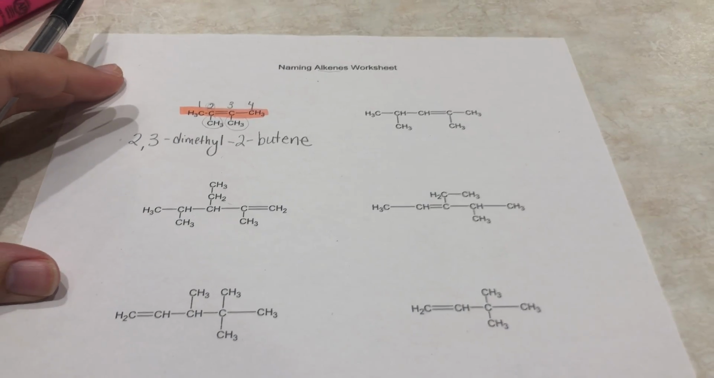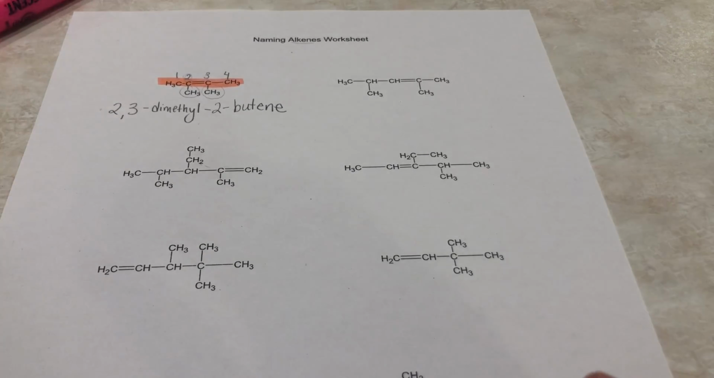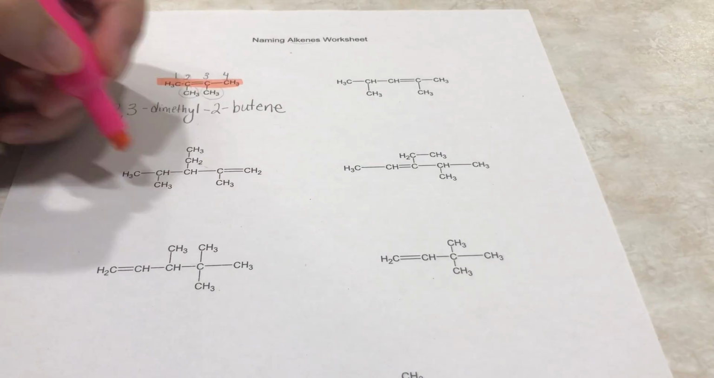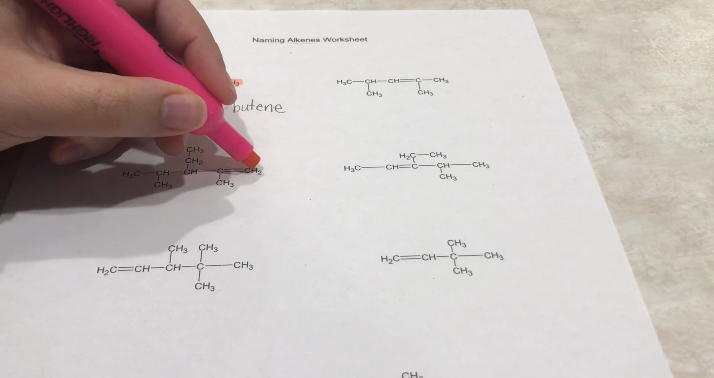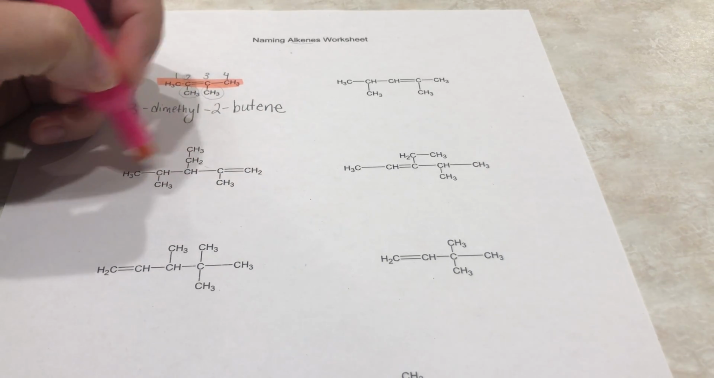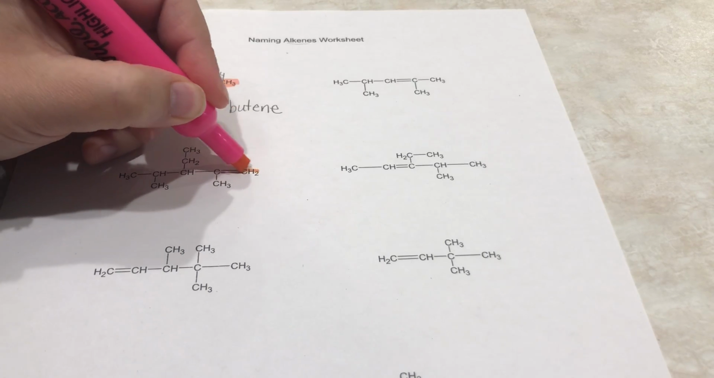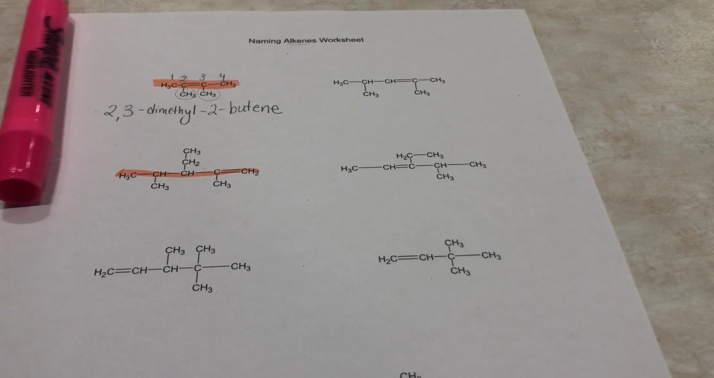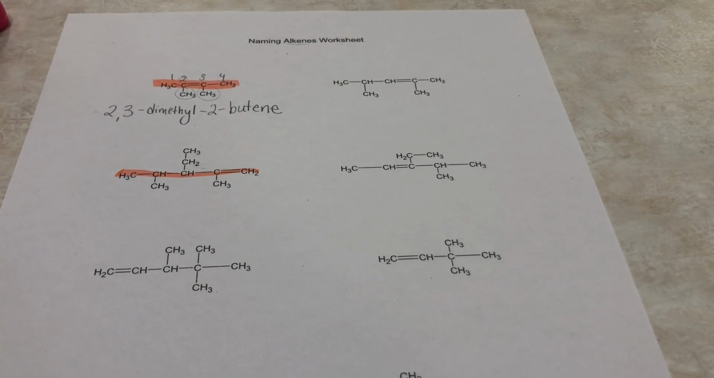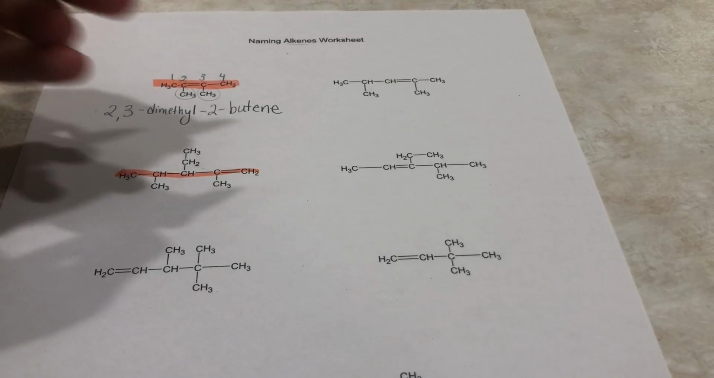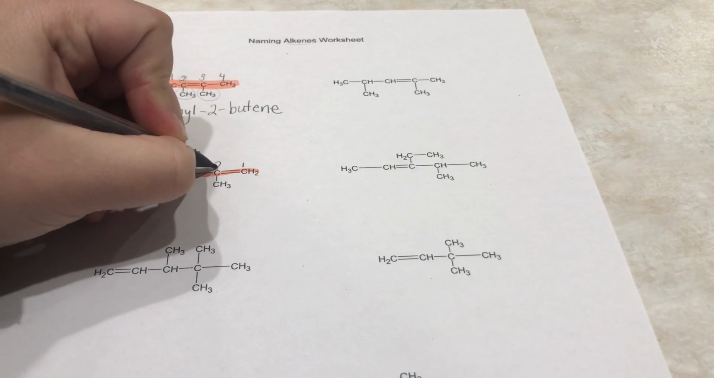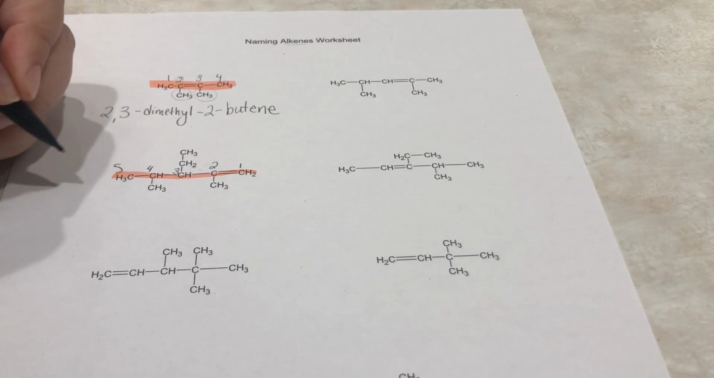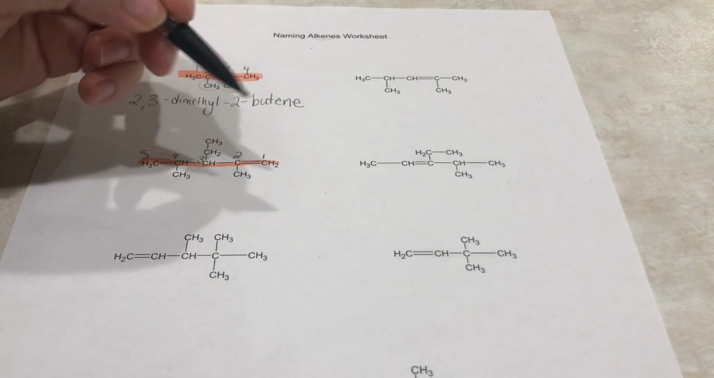Let's do the next one down. I'm going to find my parent chain. I need to include the double bond. So 1, 2, 3, 4, 5. It looks like I can go right across and have 5 carbons in my parent chain. I'm going to start numbering with the side closest to the double bond, which is over here. 1, 2, 3, 4, 5 carbons in my parent chain.